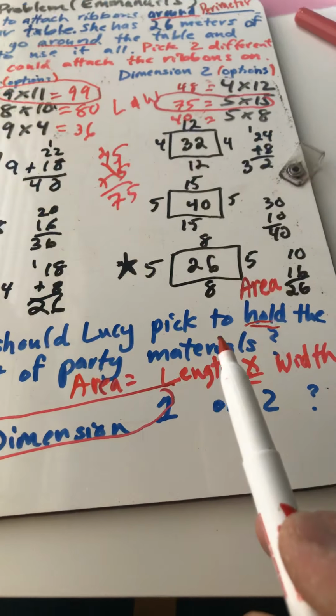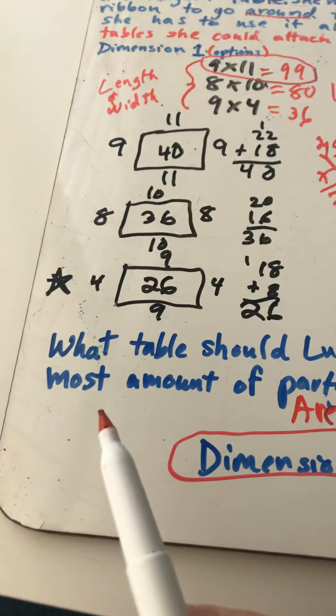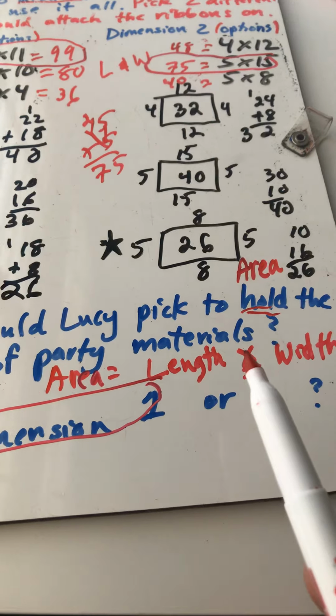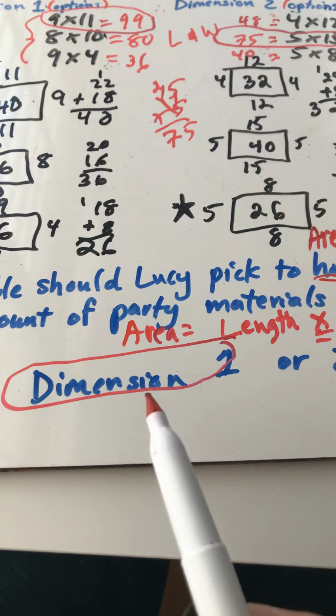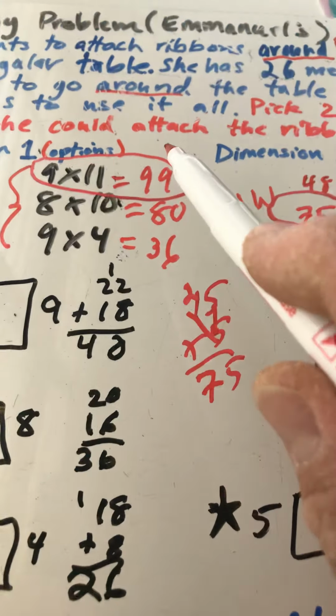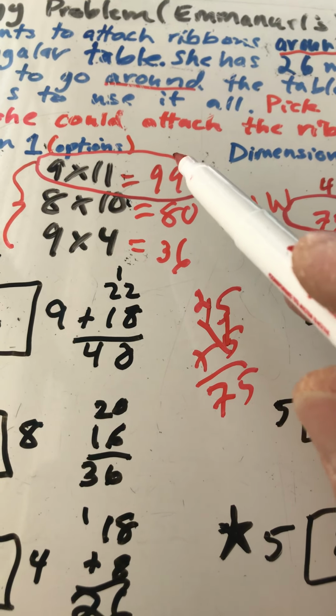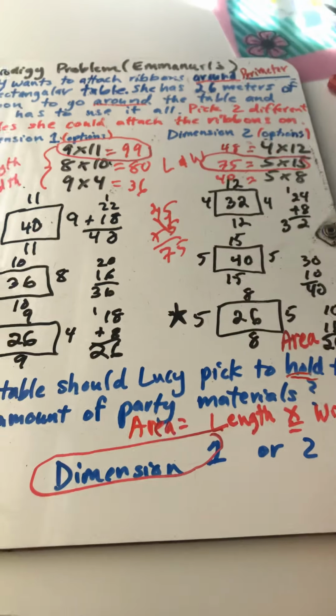What table should Lucy pick to hold the most amount of party materials, food, and all the other stuff, plates, napkins, cups, plasticware? The dimension 1 table had an area of 99. You could put the most food on that one. All right, I hope that helps.